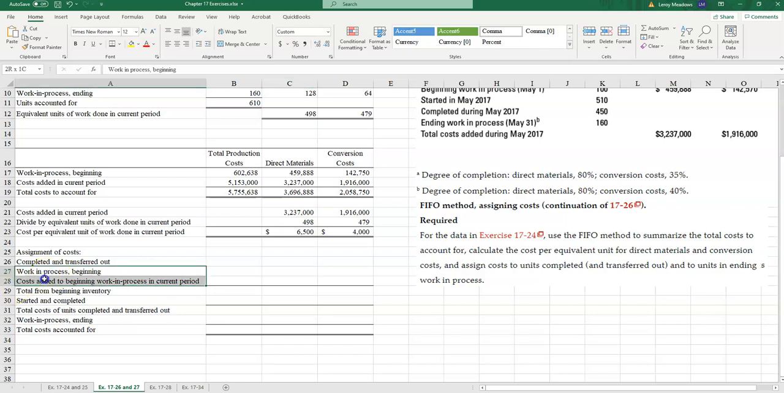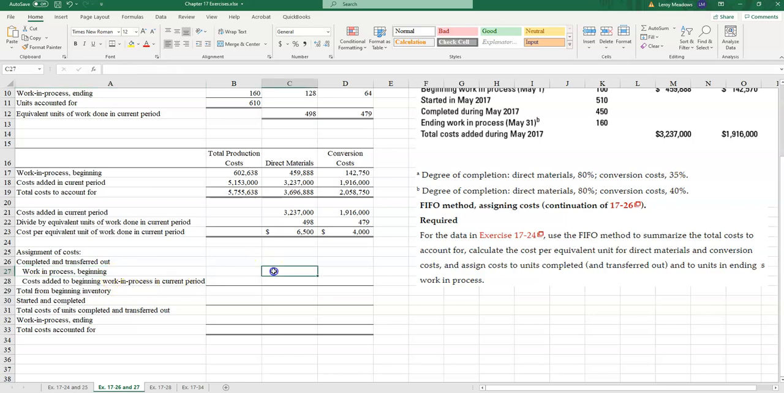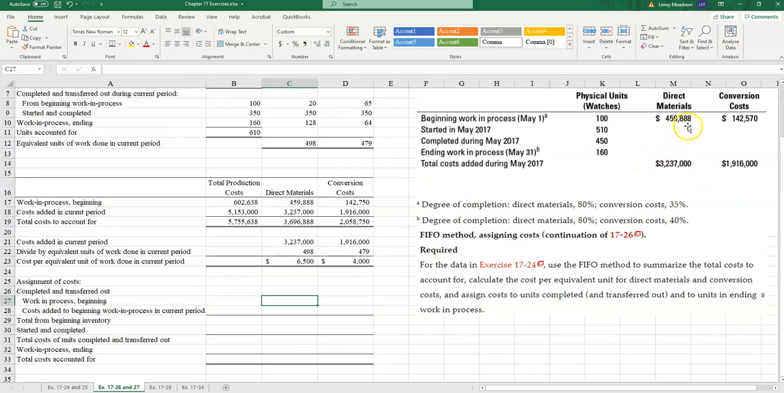So for completed and transferred out, I have two things. I have costs associated with the beginning work in process inventory that carried over from last period, as well as the costs in the current period. And we're going to figure out the cost in the current period here in just a second. But the cost of work in process beginning inventory, we're already given that information. Remember, that was $459,888. So I'm just going to copy that over. And my beginning inventory had conversion costs of $142,750.